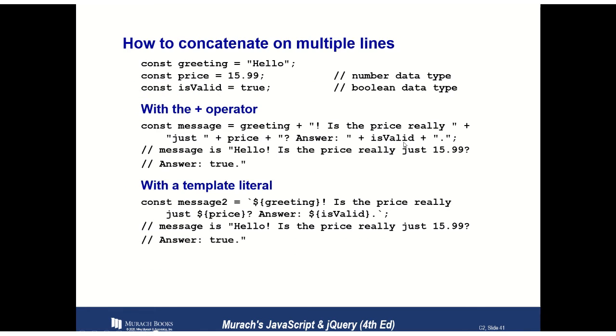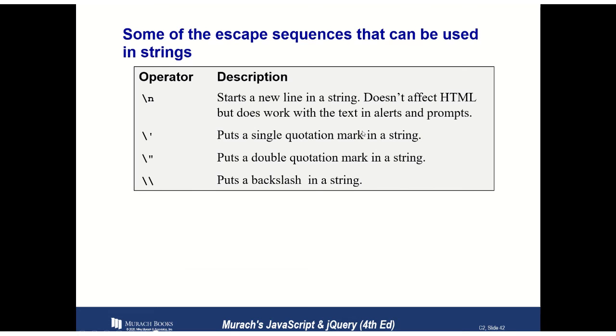So there are numerous examples here, and you can do concatenating multiple lines. Basically you continue, and that way it will continue to be concatenated. Now, some of the escape sequences that can be used: \n is a new line, and backslash single quote lets you put a single quotation mark in the string itself, so you have to escape it. That way you put these special characters in the string.